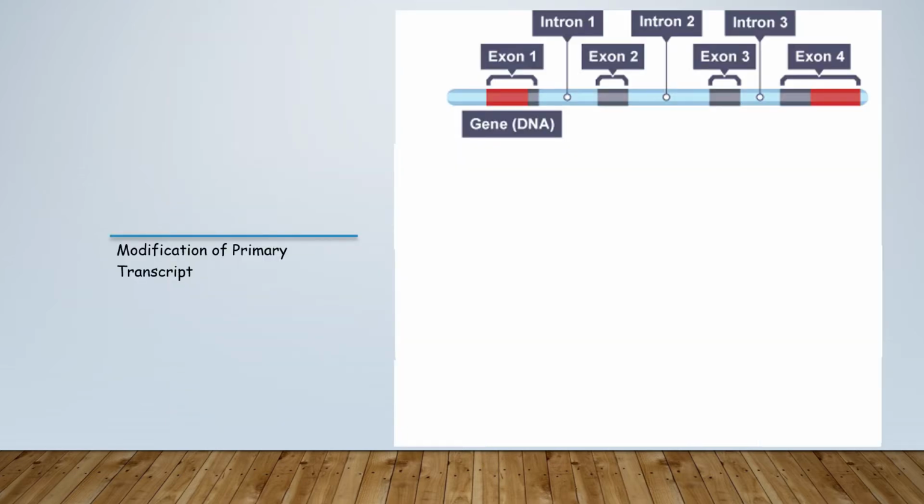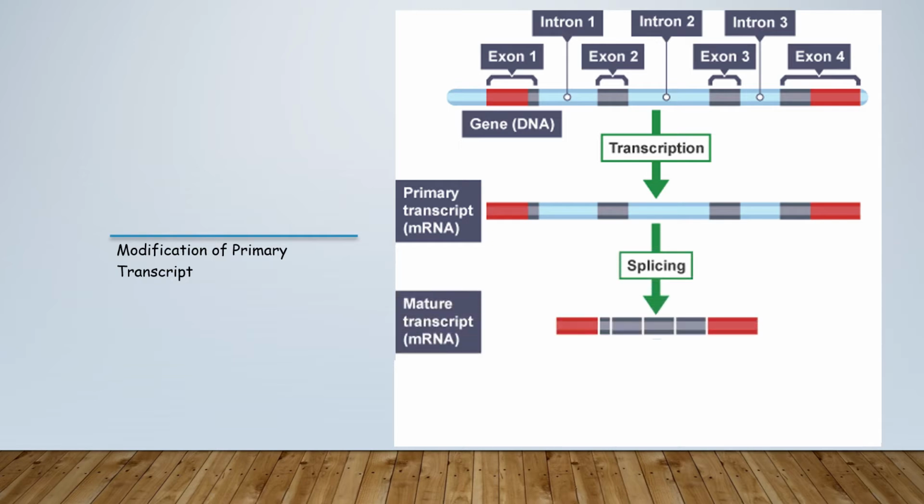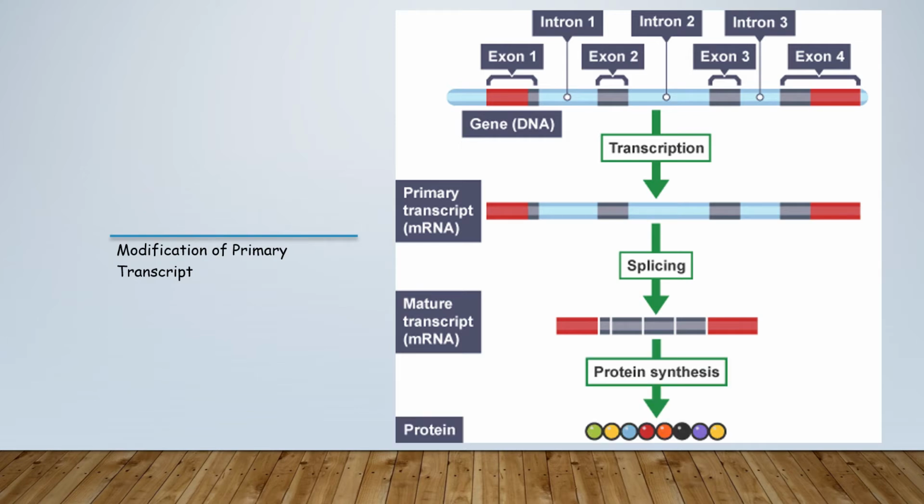We're going to modify this primary transcript. So what we're saying is that the gene contains areas which are not useful to the production of this protein, the introns. And because our primary transcript is a complementary copy, it also contains introns. What we want to do is cut out the introns in splicing and stick together the exons to produce a mature transcript which can go off for translation.